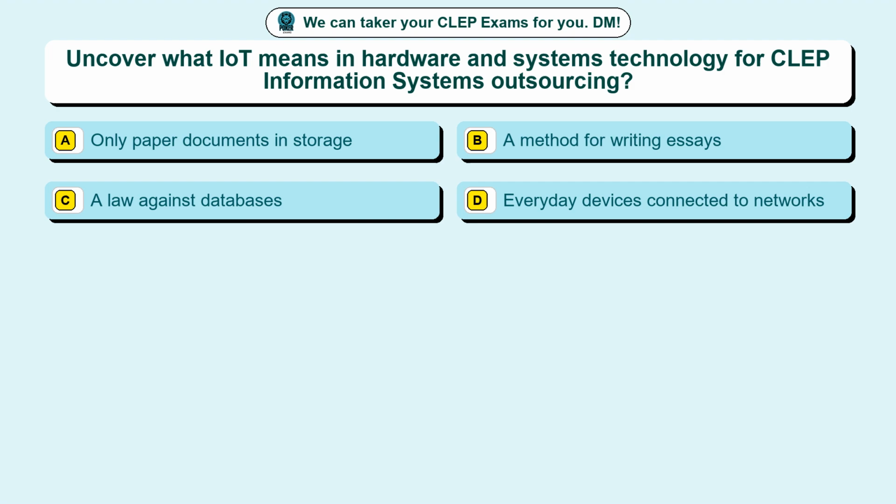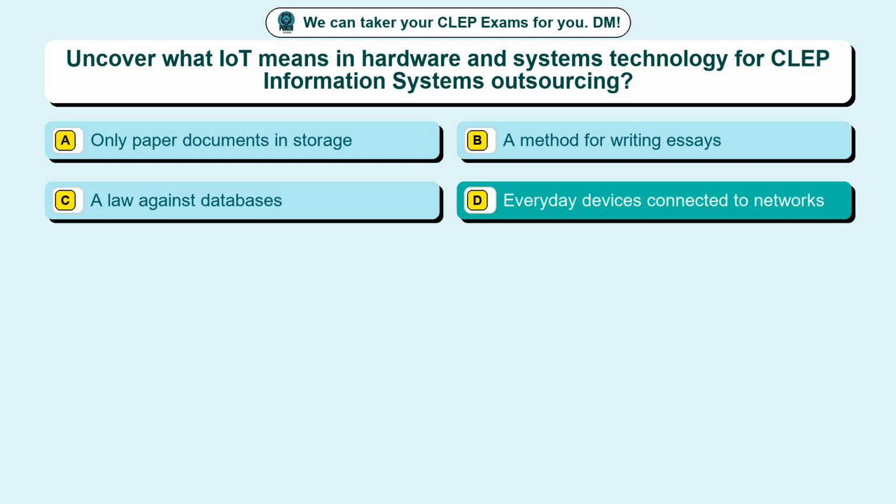Question 62. Uncover what IoT means in hardware and systems technology for CLEP Information Systems outsourcing. Option A. Only paper documents and storage. Option B. A method for writing essays. Option C. A law against databases. Option D. Everyday devices connected to networks. The correct answer is option D.